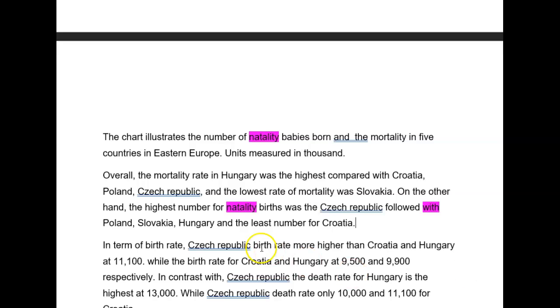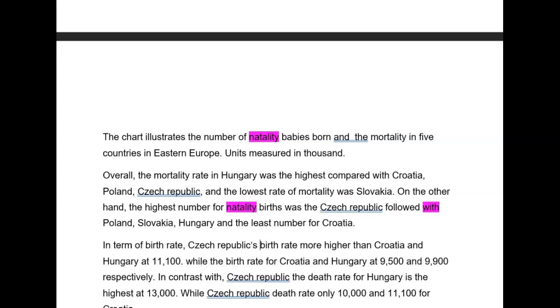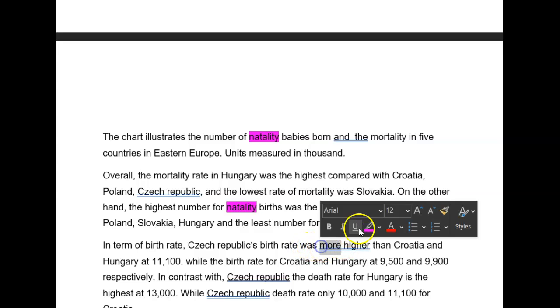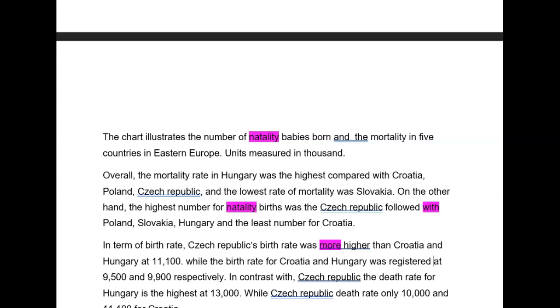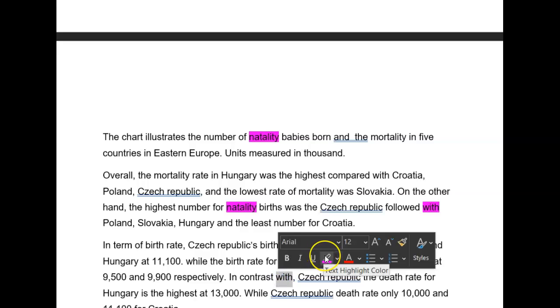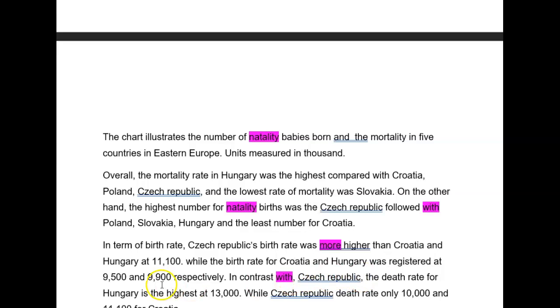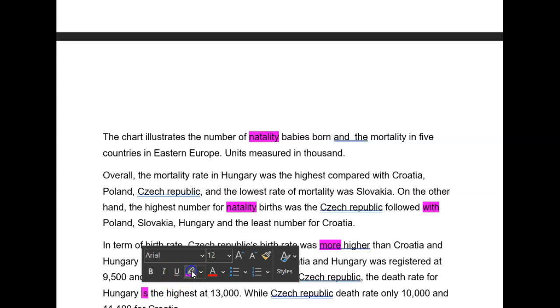In terms of birth rate, the Czech Republic's, you have to put an apostrophe S there. Birth rate was, you can't have more higher. You could have was higher than Croatia and Hungary. Yep. No full stop. Keep going. While, nice. The birth rate Croatia was, I need some verbs here, or was registered at, yeah, good, nice. In contrast, so you're in contrast to, in contrast to the Czech Republic, comma, the death rate for Hungary was past the highest at 13,000.